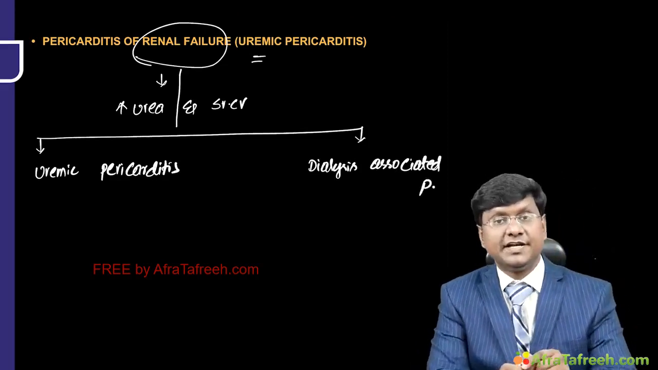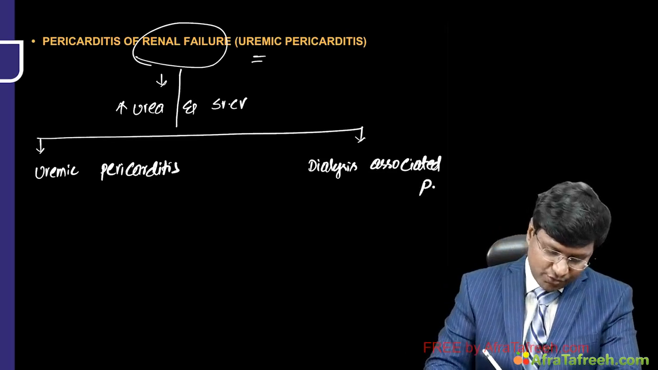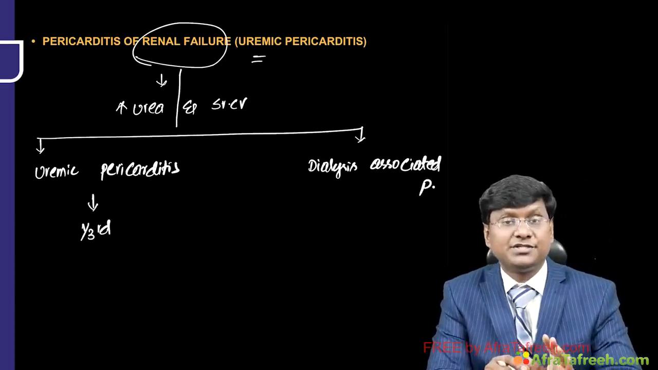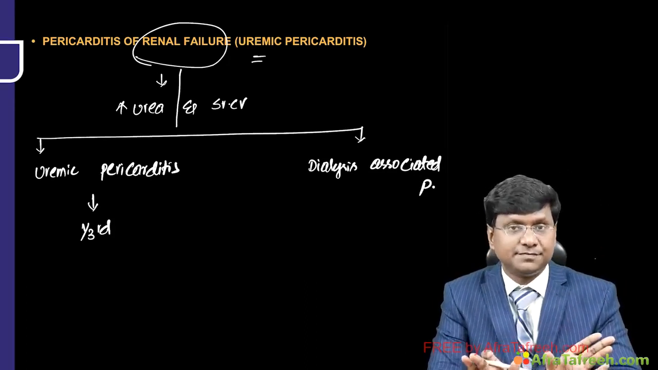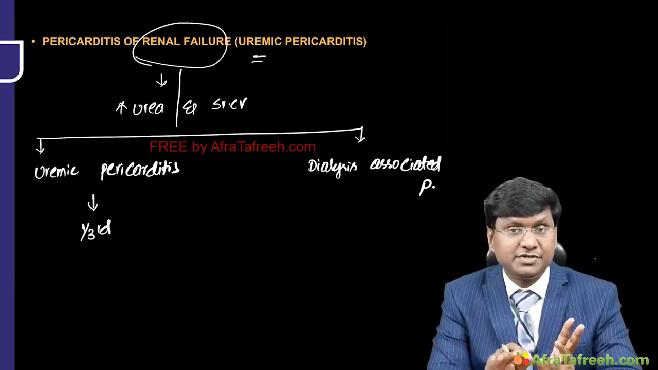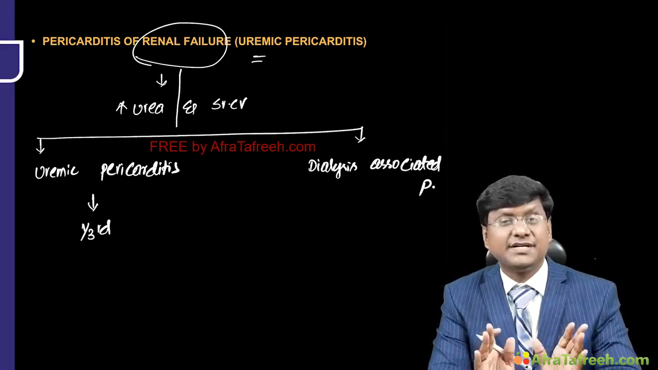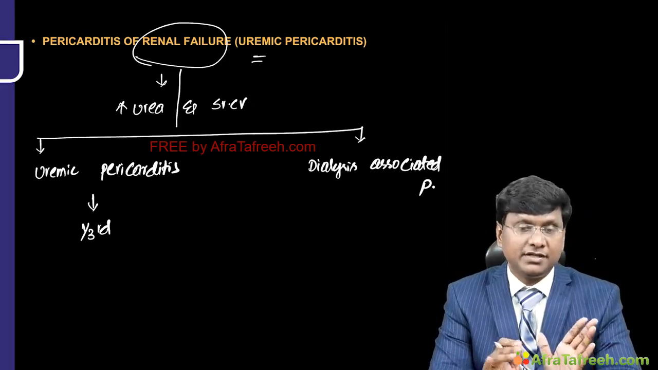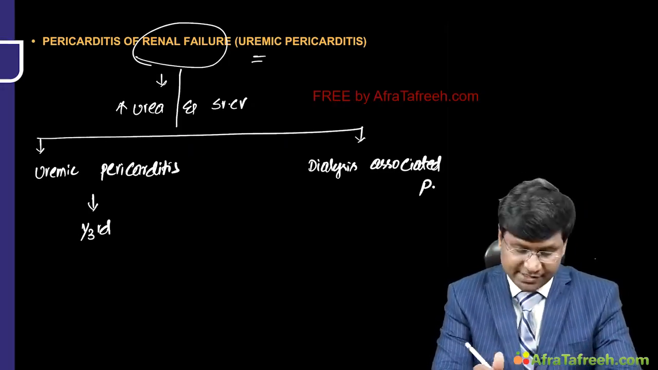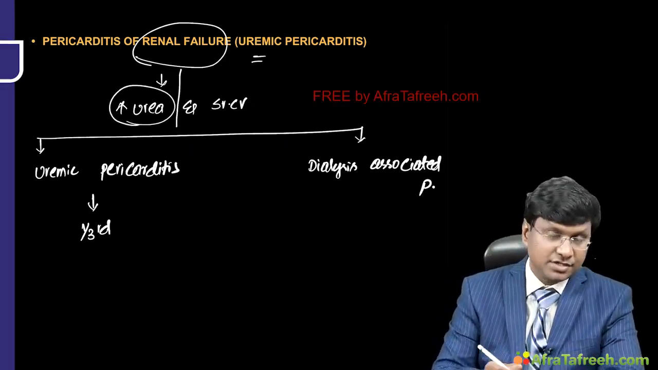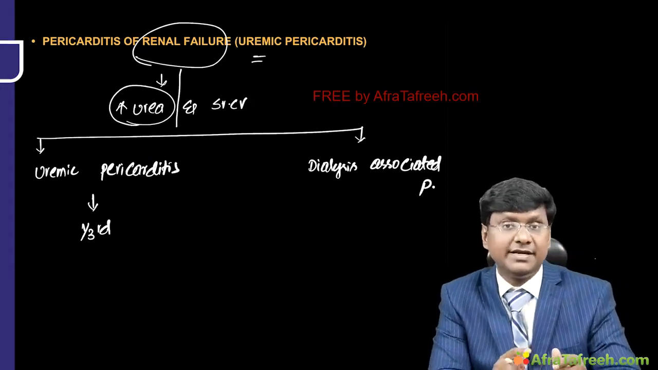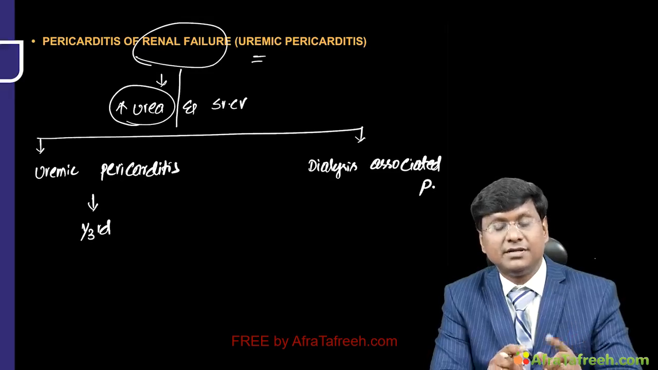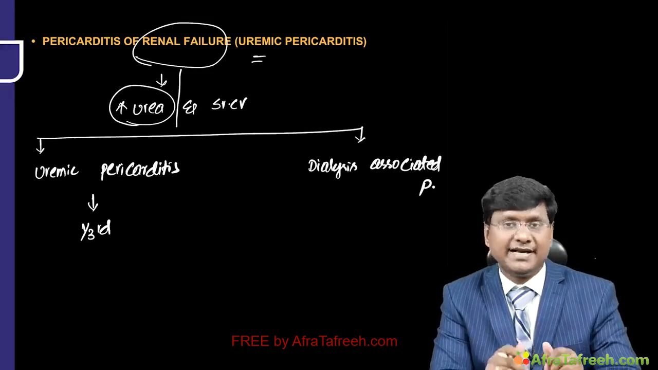Right, dialysis associated pericarditis. Okay, so this uremic pericarditis is seen in almost 1/3 of patients with severe renal dysfunction. In them, there is an excessive increase in urea, and that excess urea can accumulate within the pericardium, causing uremic pericarditis. That excess urea can also cross the blood-brain barrier and cause uremic encephalopathy, and it can also accumulate within the stomach, resulting in uremic gastroparesis.